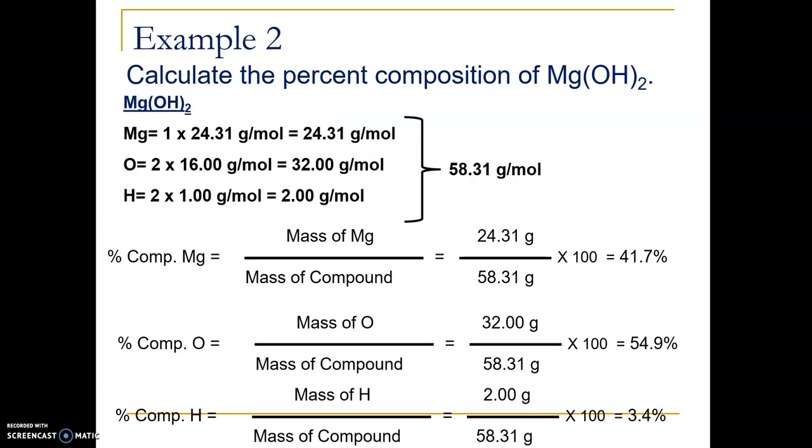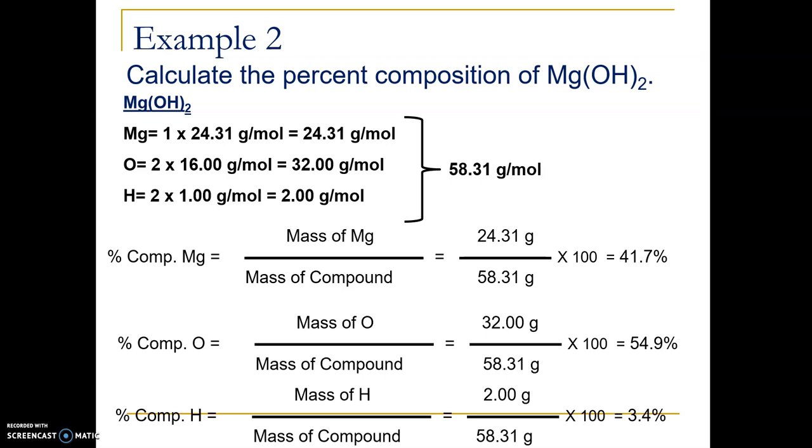So the first thing that we should do is find the molar mass for our compound, our MgOH2. So again, taking a look at each individual element, we had 1 atom of magnesium. Its atomic mass was 24.31 from the periodic table. We had 2 oxygens. It was one of our whole numbers at 16, so 2 times 16 gives us 32. And hydrogen, we also have 2 of those. Its atomic mass is 1, so 2 times 1 is 2. We add it all together, we get 58.31 grams per mole.